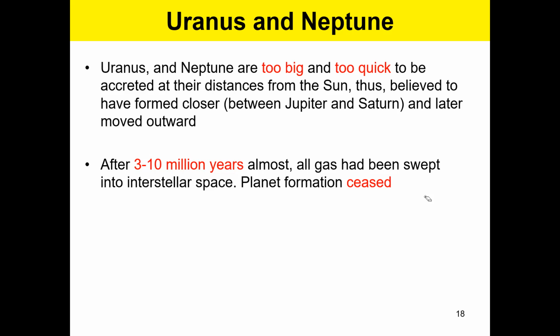So therefore, what they think is that they are believed to have formed closer, right, like between Jupiter and Saturn, and then moved outward. Then moved outward. So that's what we believe. So essentially, according to the computer models, the models predict that if we continue Jupiter first, then Saturn, then Uranus, Neptune, there's a problem, because then Uranus, Neptune couldn't have been formed this big. That's essentially what they say.